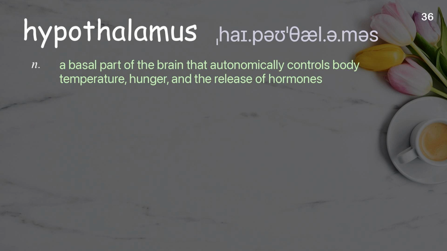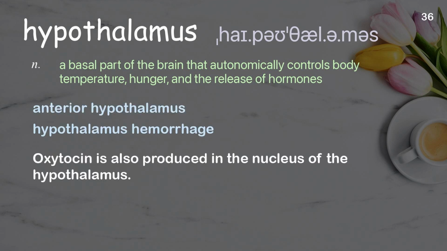Hypothalamus. A basal part of the brain that autonomically controls body temperature, hunger, and the release of hormones. Examples: anterior hypothalamus. Hypothalamus hemorrhage. Oxytocin is also produced in the nucleus of the hypothalamus.